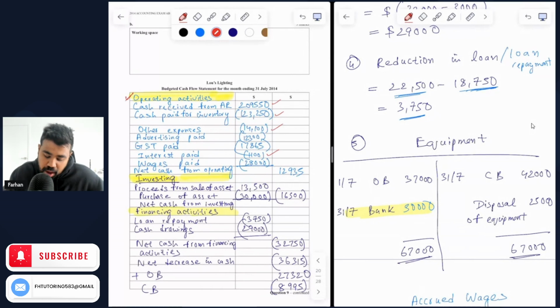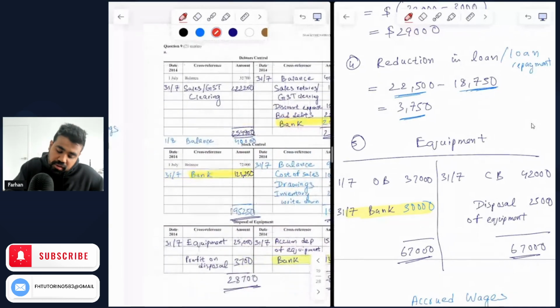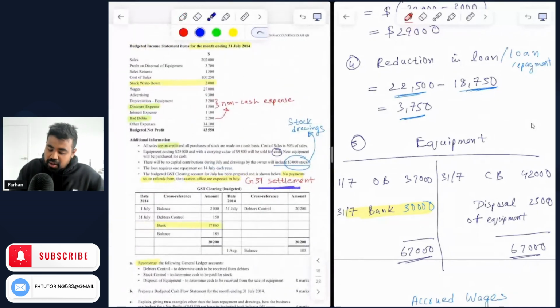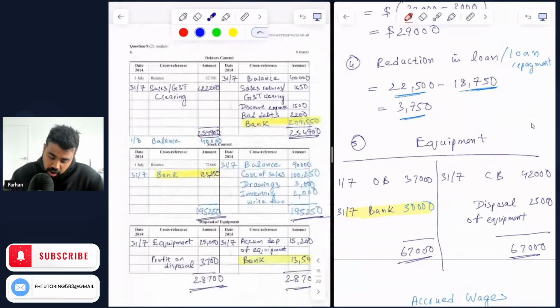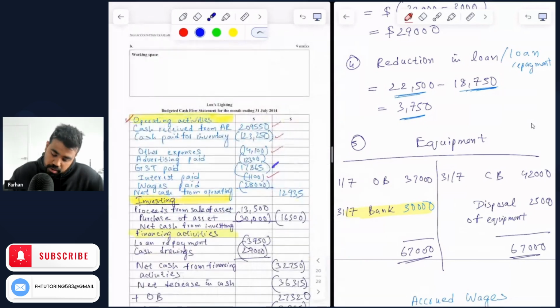So where did we get the amount for GST paid? Remember, I was just mentioning a while ago that GST settlement is not the same as GST paid. GST settlement is the net amount, but GST paid could be any time you purchase something or pay for an expense. All right. So where did we get this amount for GST paid? It's on the debit side of the GST clearing account, which is 17,865. It clearly mentions bank, which is the reason why we included GST paid of 17,865 here.